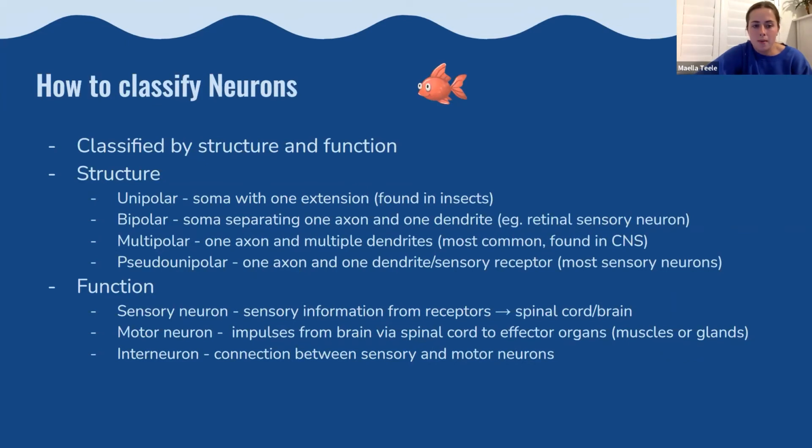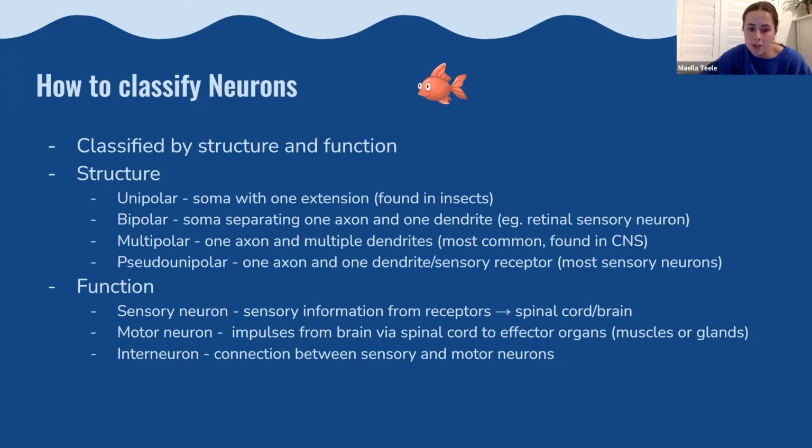Next up, neurons are generally classified by their structure and their function. For structure, there are 4 different types of neurons you can have. You can have a unipolar neuron, which is just the cell body with one extension. They're not in humans, so they're very irrelevant. Just know that they exist, pretty much. They're found in insects, actually.